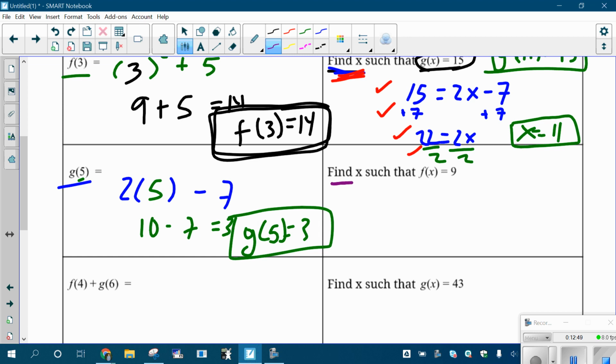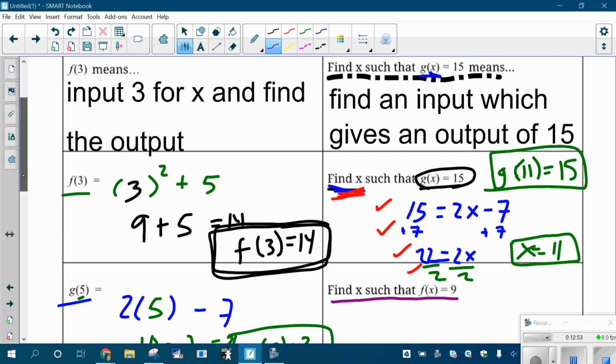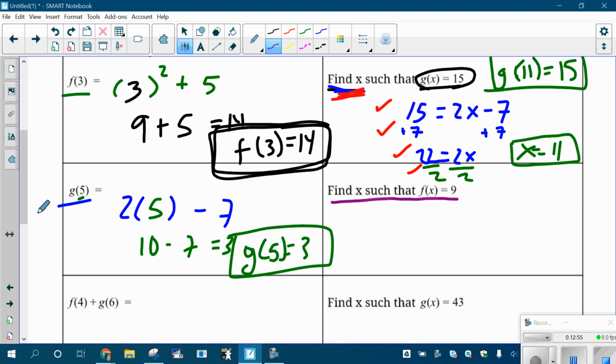Now this is going to be a little tricky. Find the x such that f of x equals 9. Find the input that gives out 9. Now I got to take my equation, and I'm not plugging in 9 for x. I'm plugging in 9 for the output. I'm sticking 9 in place of the f of x. And I'm solving for the x. So I actually have to solve this equation. It's a real tricky equation to solve. We'll do it together. Subtract 5 from both sides.